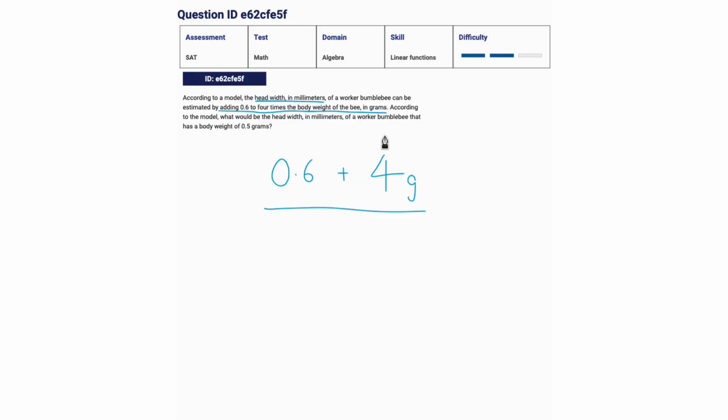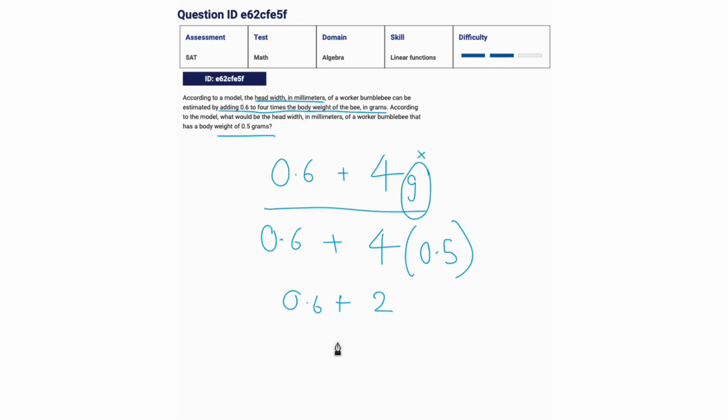So basically, the body weight of the bee, which was here in our equation, this part, they have given us the value. So they basically just want us to substitute G, or any letter that you have chosen, with 0.5. So that's half of 4, so that will be 2, and this is 0.6, so that's 2.6. All right, you can calculate it using your calculator.